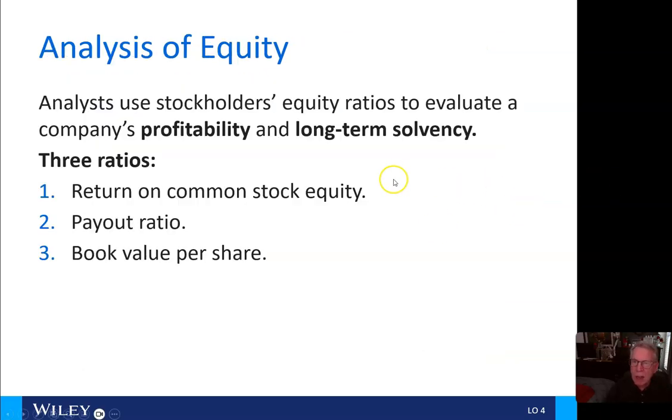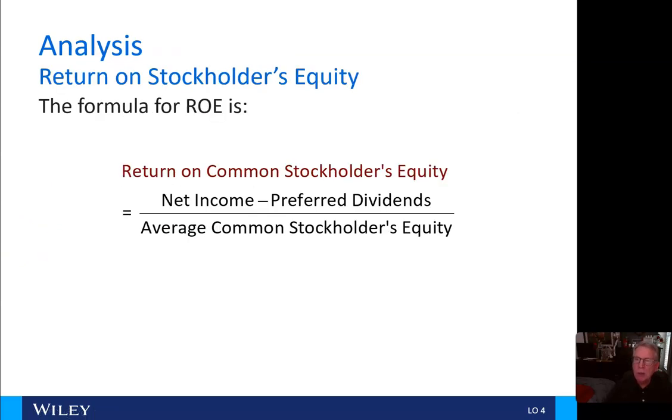So if we analyze equity, what we are going to look at primarily is three ratios that evaluate the company's profitability and long-term solvency. And when I talk about solvency, I'm talking about the likelihood that the company will remain in business. An insolvent company is a bankrupt company. So our three ratios: number one, return on common stock equity; 2, the payout ratio; and 3, book value per share. So let's look at that.